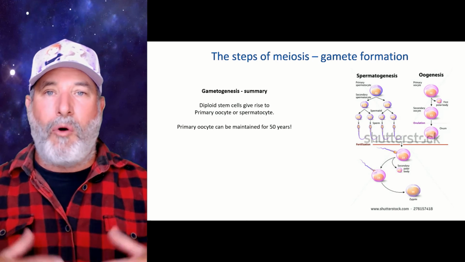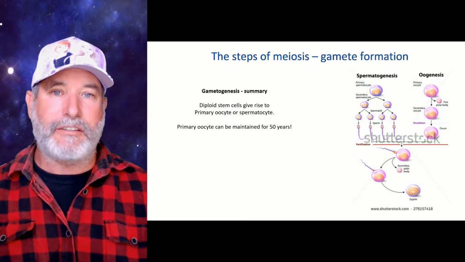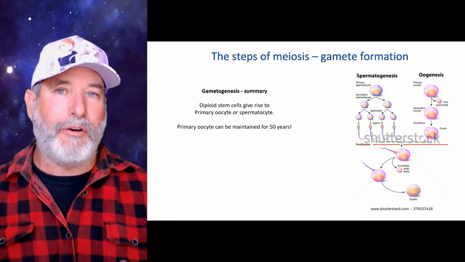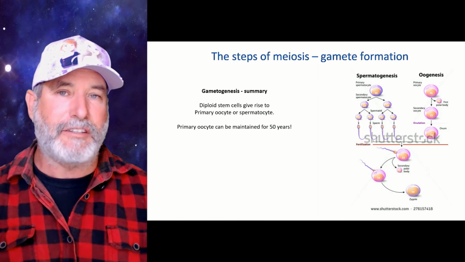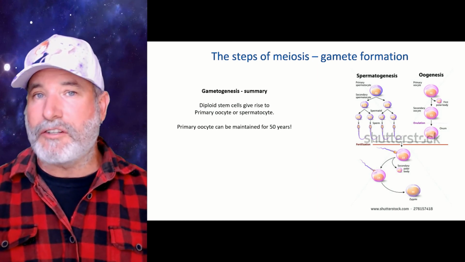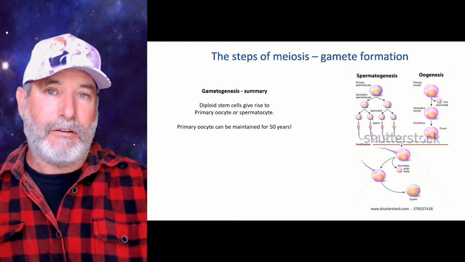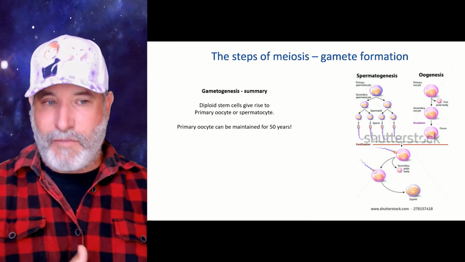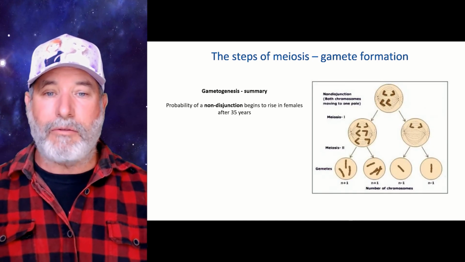So even though we both have diploid stem cells giving rise to our primary oocytes and spermatocytes, men, we continually produce ours from adolescence onward. Women do it all when they're young, and then they're maintained for decades. And of course, this leads to problems.